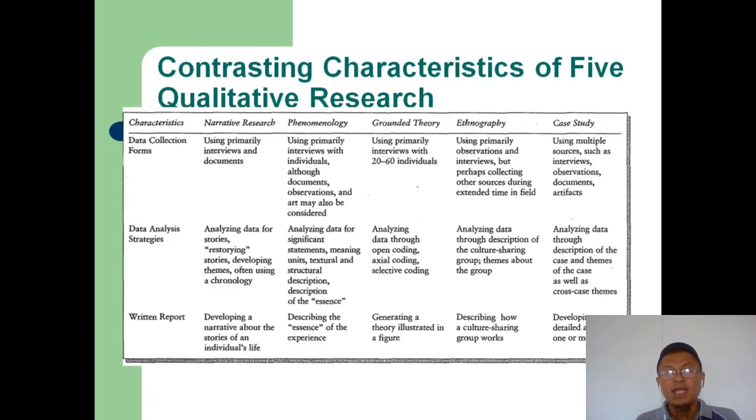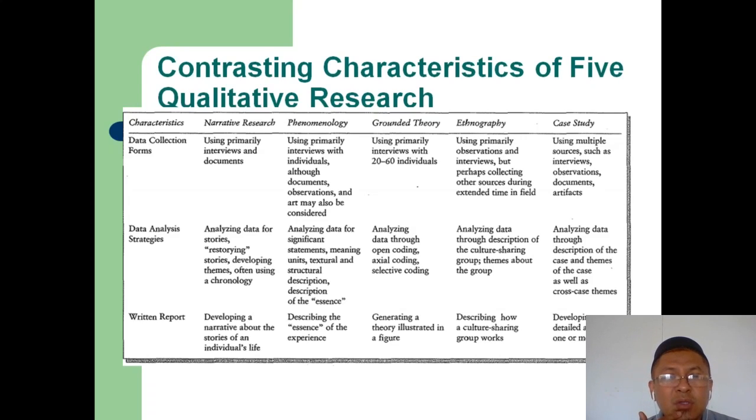Okay, how do we collect data? Normally all these five types of qualitative research will employ the same three methods of collecting data. The first one, of course, is the interview. You will collect data using interviews, and this interview can be one-to-one or one-to-many. You can interview in a group, and you can also do a focus group.